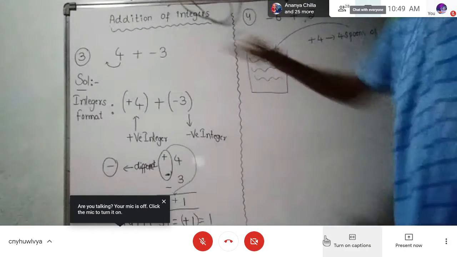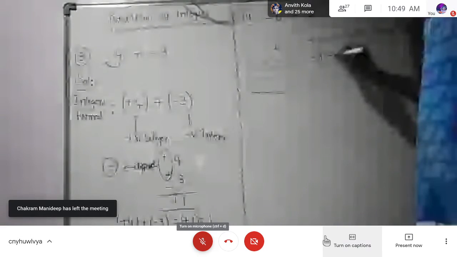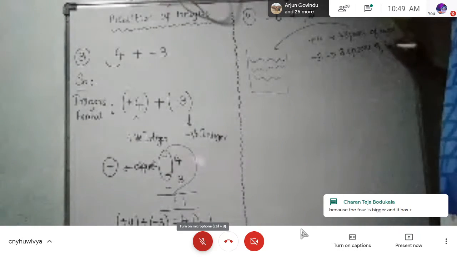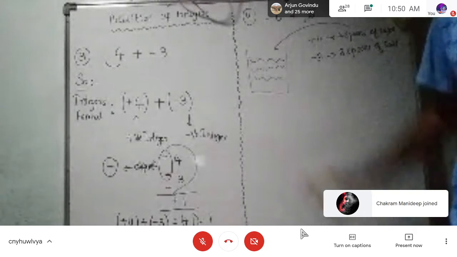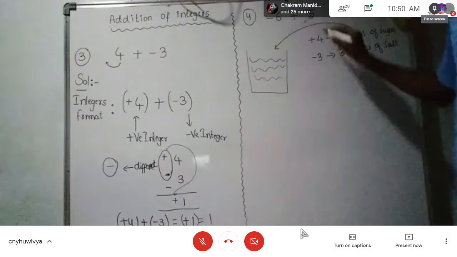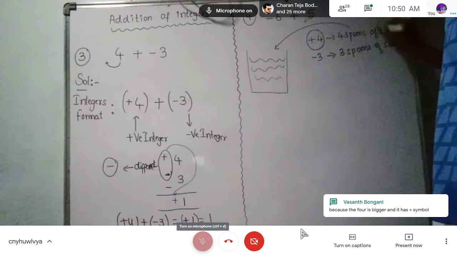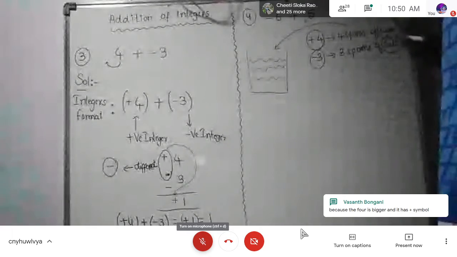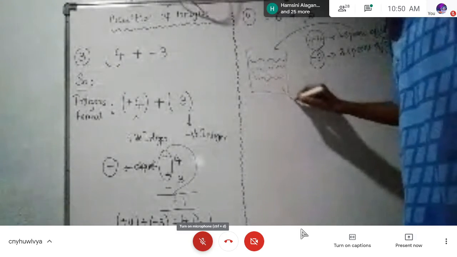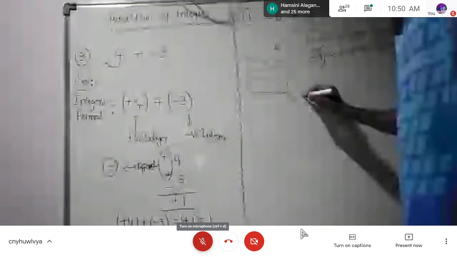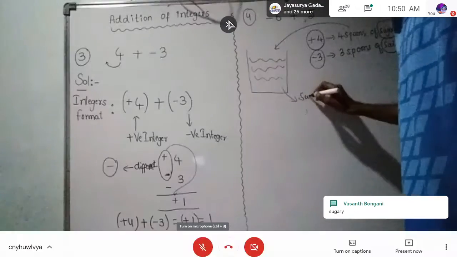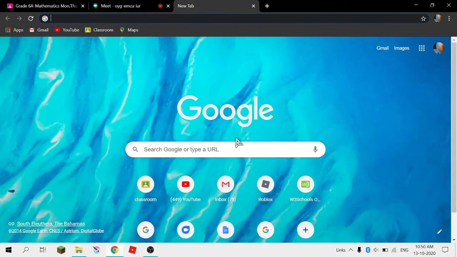Next, what I added? Minus 3. What do you mean by minus 3? That means 3 spoons of salt. Now, is the sugar quantity more or the salt quantity more? We have 4 spoons of sugar and 3 spoons of salt. So obviously we have more sugar, so the solution will become sugary, or else we can say sweet.